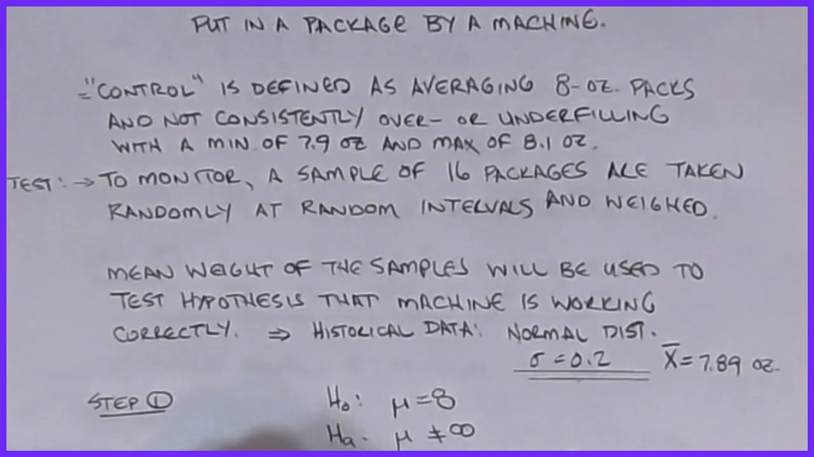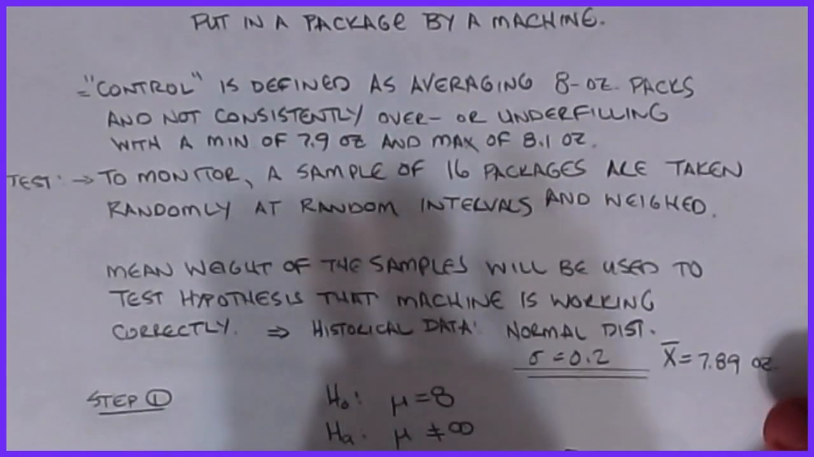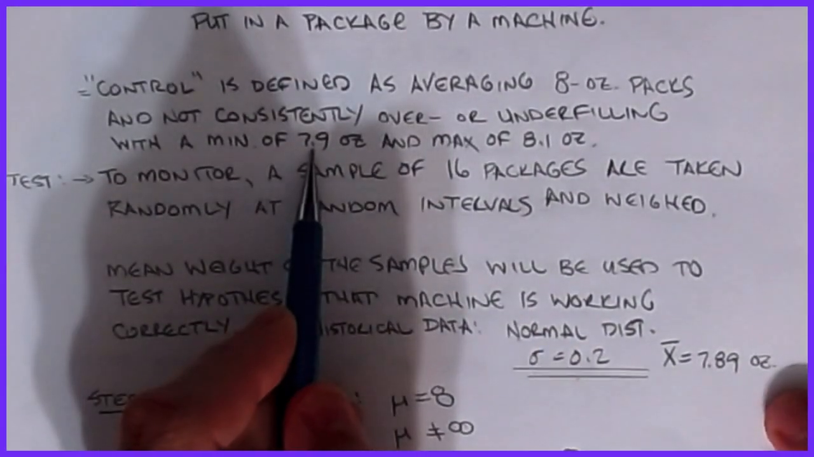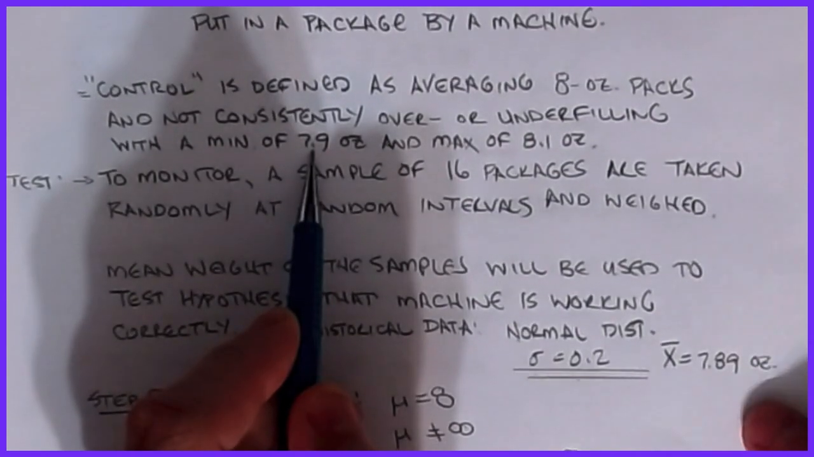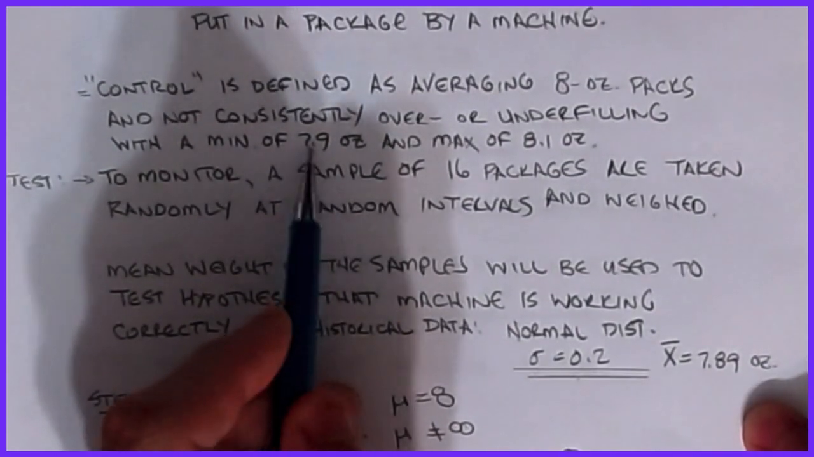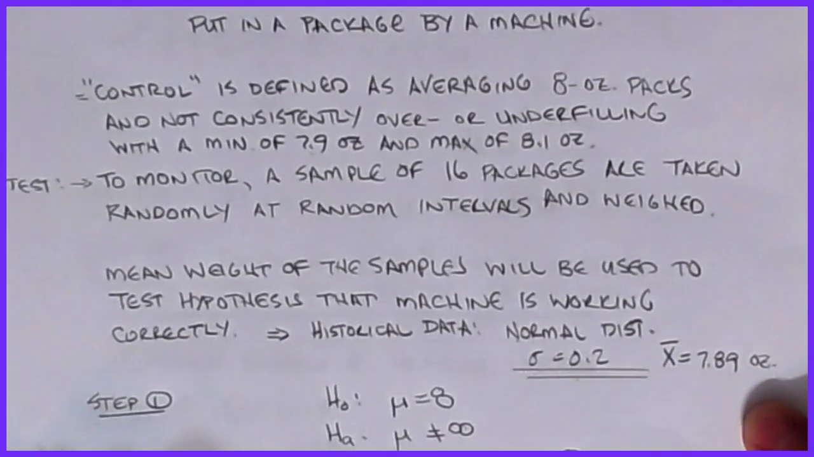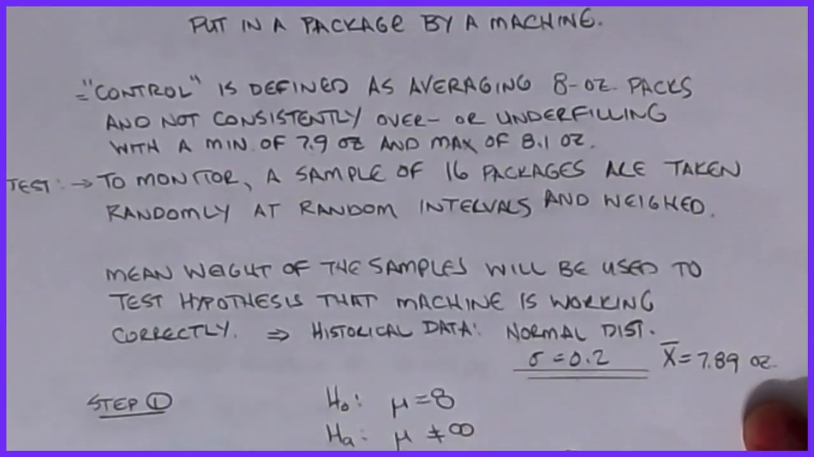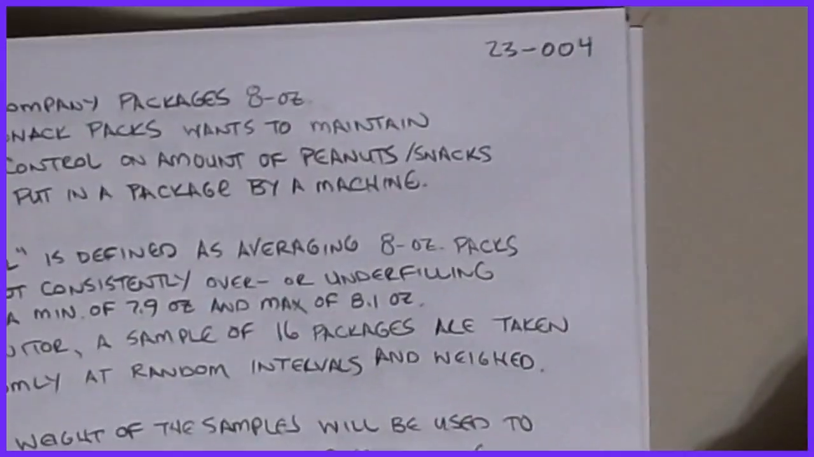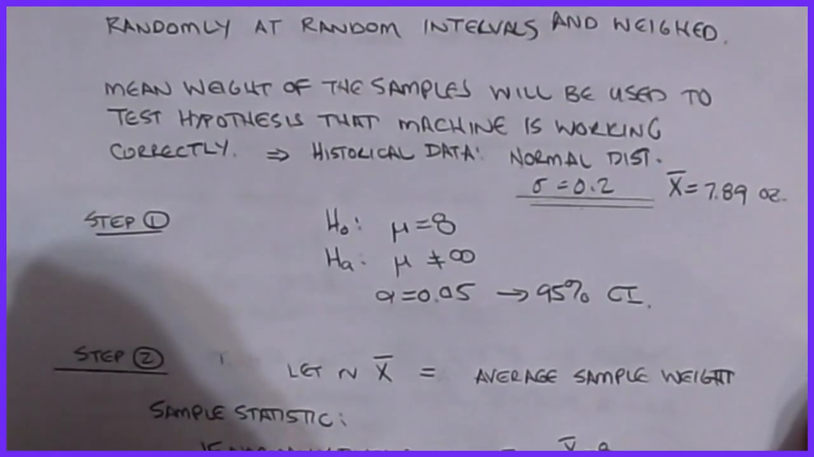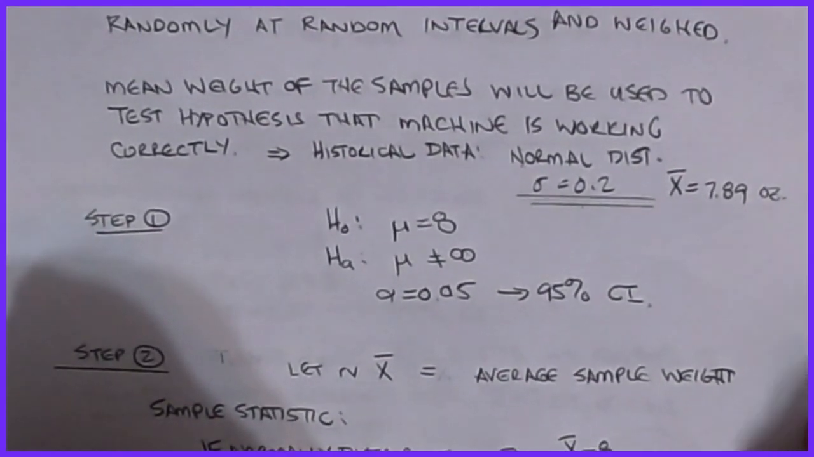Now, if you look at that, you can't just go, oh, well, the minimum was 7.9 and I have an average of 7.89. That doesn't explicitly mean that we have a problem. It might, but we need to do the test to prove it or disprove it, to accept or to reject, to reject or not reject, as we look at it.